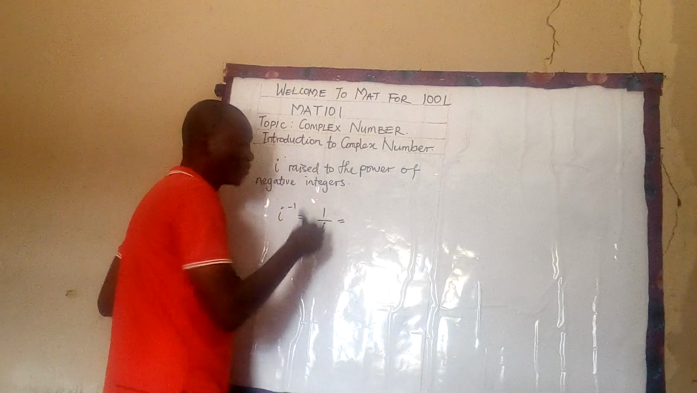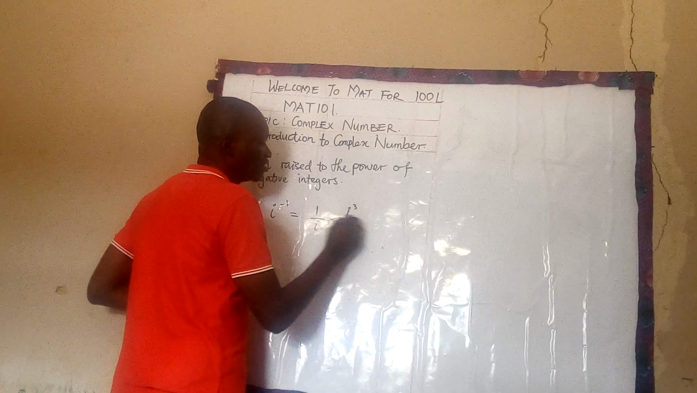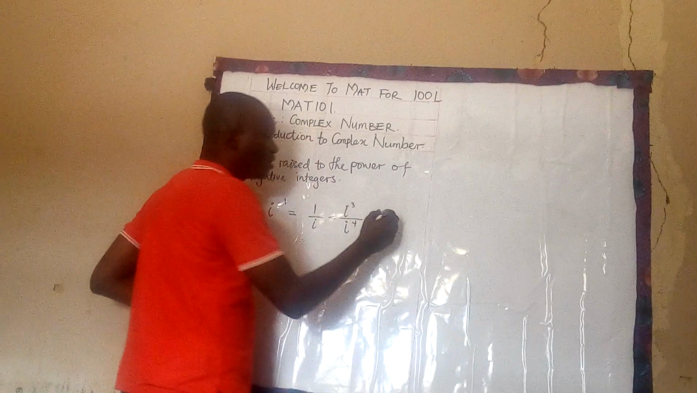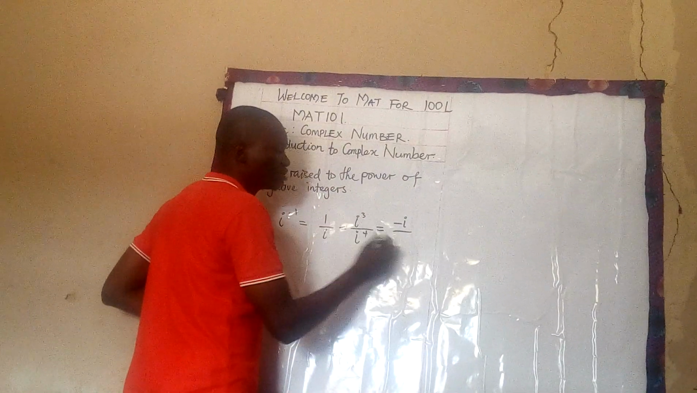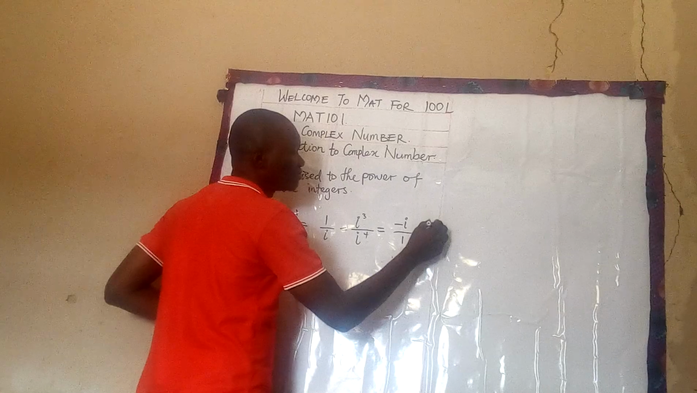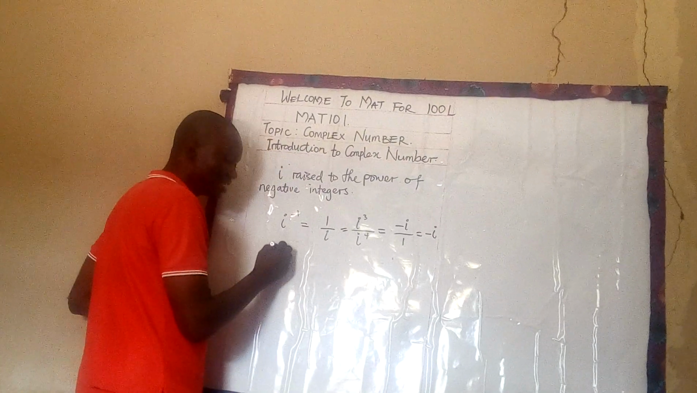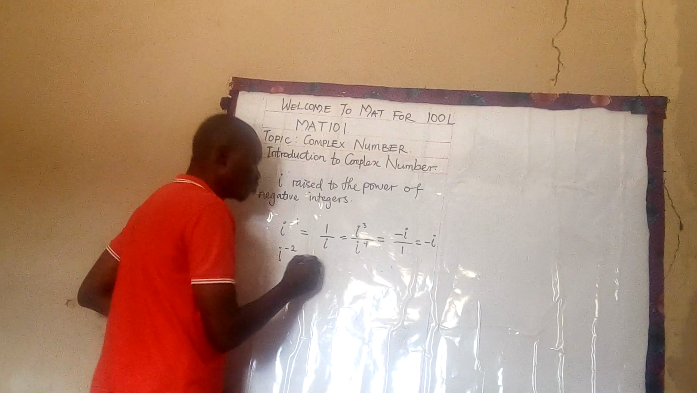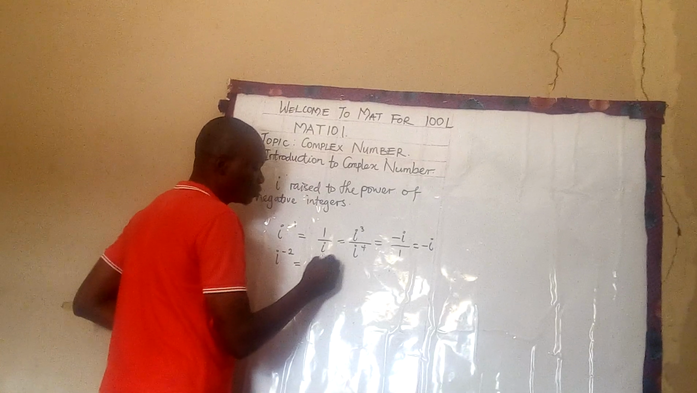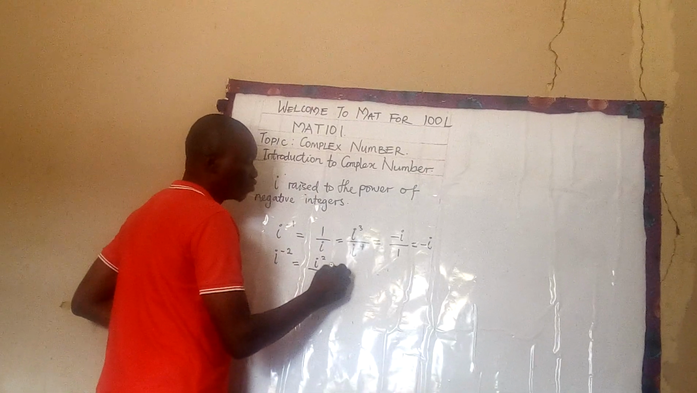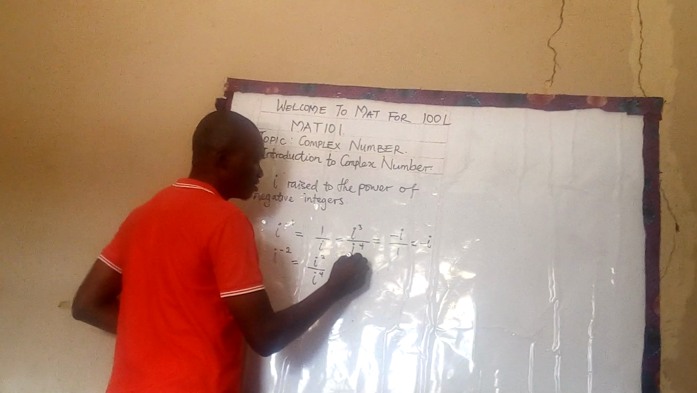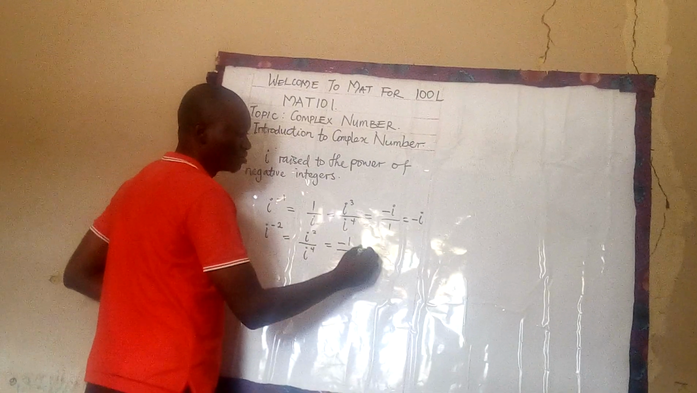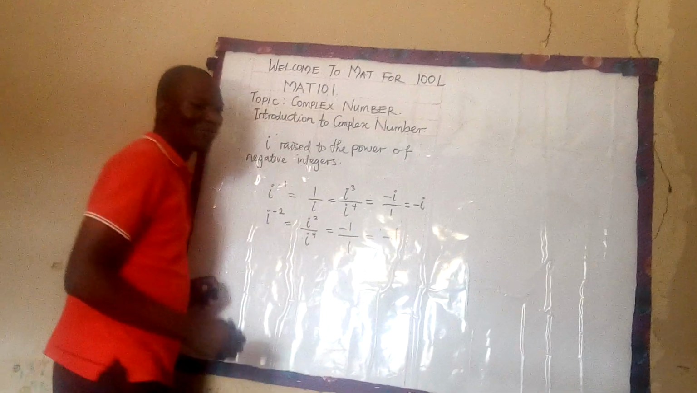Remember that this i raised to the power of 1, we can get it from i raised to the power of 3 divided by i raised to the power of 4. Then what is i raised to the power of 3? It is negative i, all over i raised to the power of 4, which is 1, which is equal to negative i. Then the next is i raised to the power of negative 2. We can write it as i raised to the power of 2 all over i raised to the power of 4, which is equal to negative 1 all over 1, which is equal to negative 1.